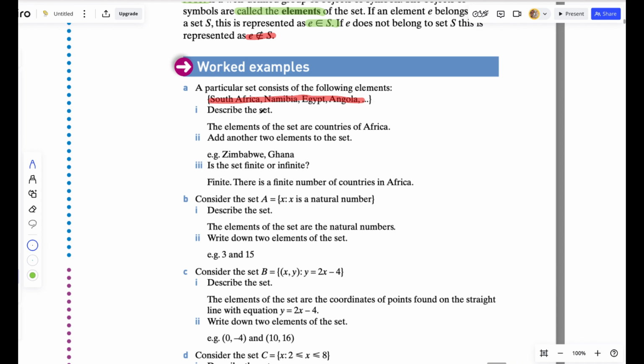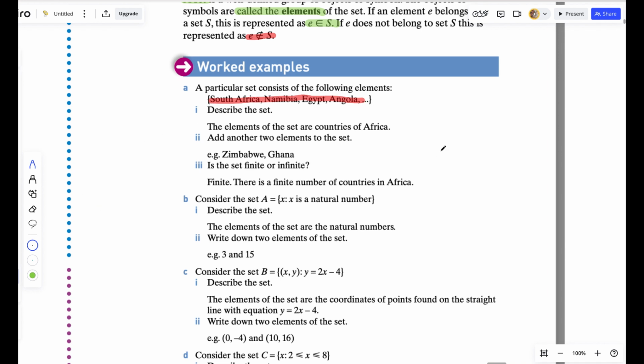The first question says describe the set. The description is that these are elements of the set of countries of Africa. Just say countries of Africa. That's the description for this set. Now the next question says add another two elements of the set. So we should add two more elements.